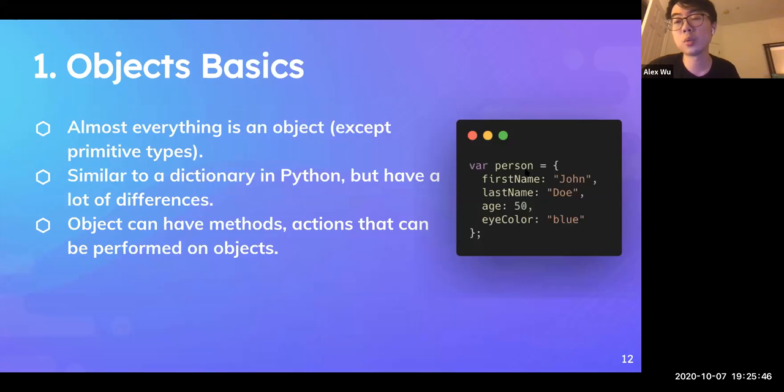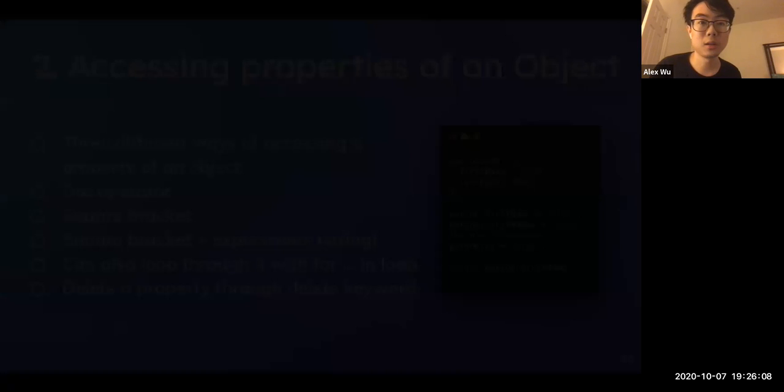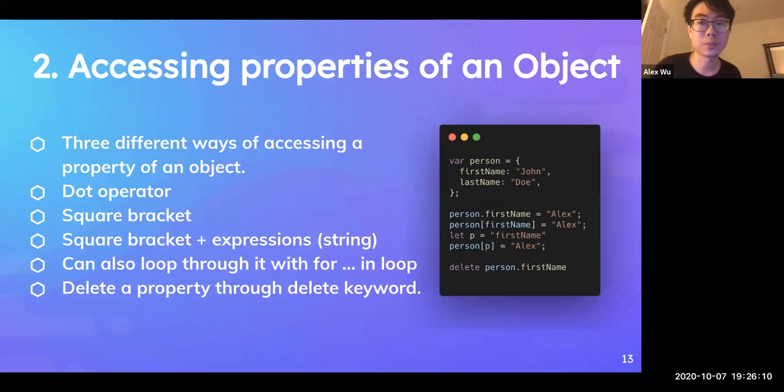This is how you define an object. This person object will have a first name property with the value John, a last name property with the value Doe, an age of 50 and an eye color of blue. So this is an average person object. An object can also have methods, and methods are actions that can be performed on objects. Actually, let's first talk about how we access properties within an object.